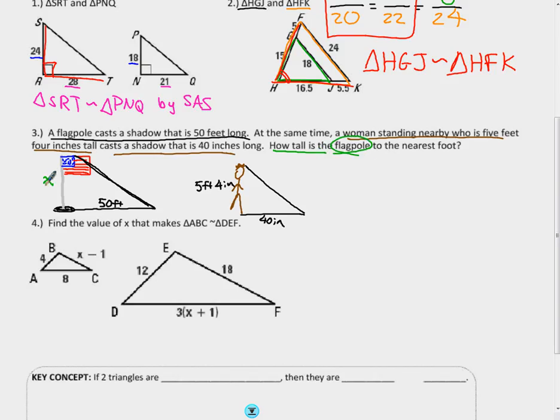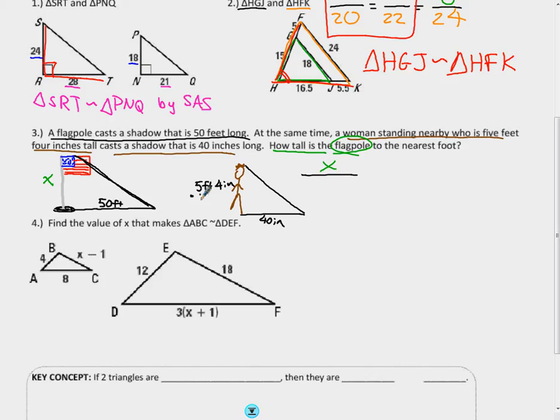X over what? X over 5'4". However, right now I have different units. I have inches and feet. So I need to convert these all to the same unit, but I always want to go down to the smaller unit. There's 12 inches in every foot. So if she's 5'4", I multiply 5 by 12, and that's going to be 60, plus another 4 inches, so she's 64 inches tall.